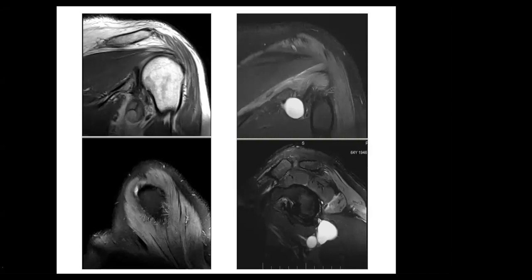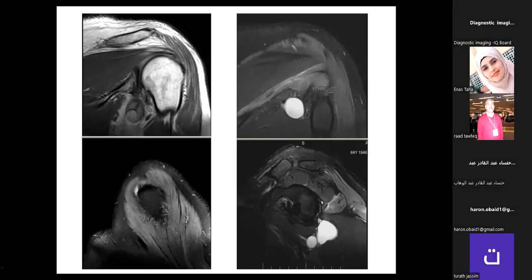Yes, I think there is an entrapment of the axillary nerve. This is causing fatty atrophy of the deltoid muscle. By this multilocular cystic lesion, which could be a parameniscal paralabral cyst, or could be a ganglion cyst.